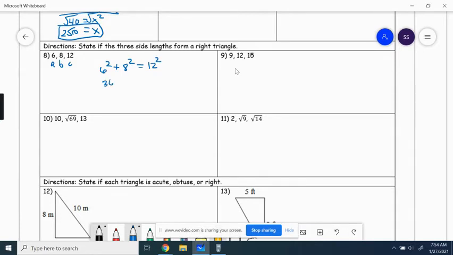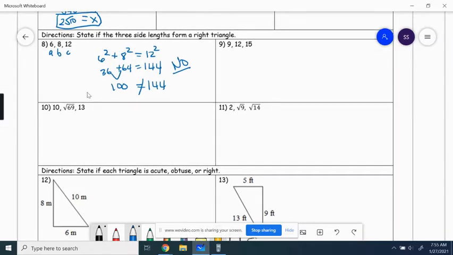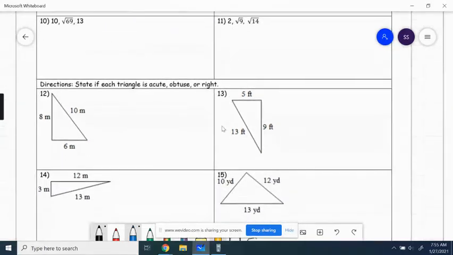6 squared is 36. 8 squared is 64. And 12 squared is 144. Add these up, that's 100. 100 is not equal to 144, so no, this is not a right triangle. If you get them to equal each other, that would be a right triangle.